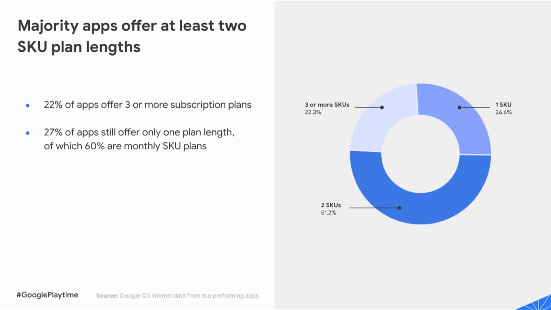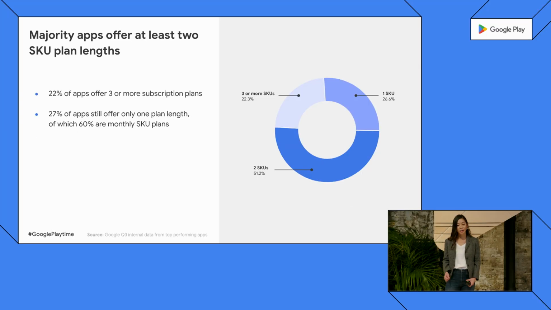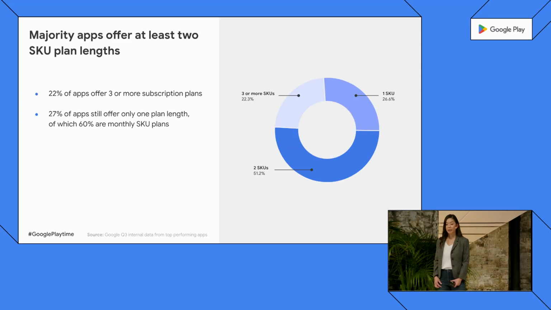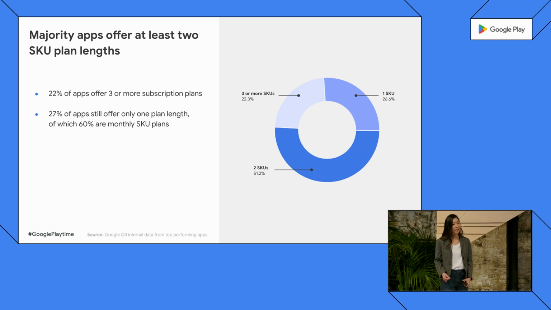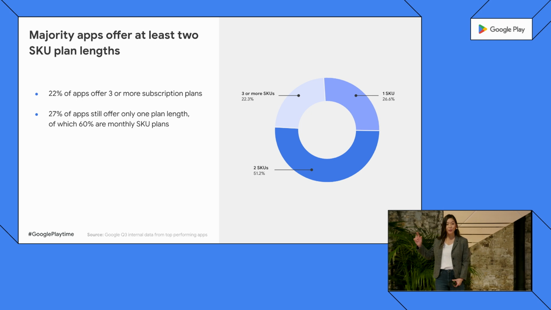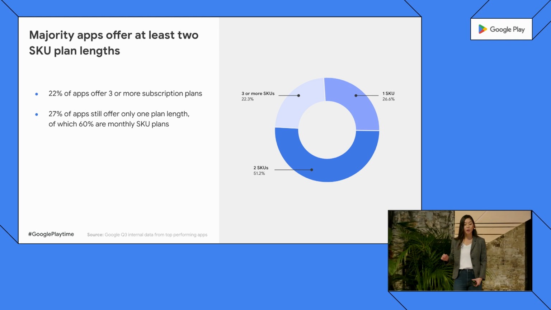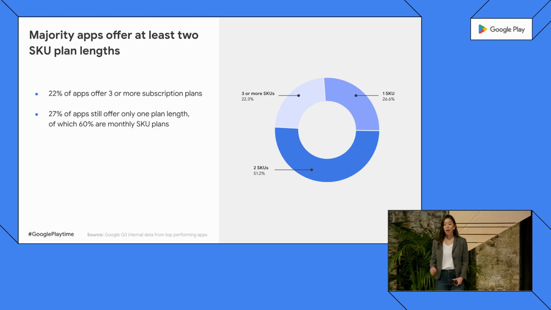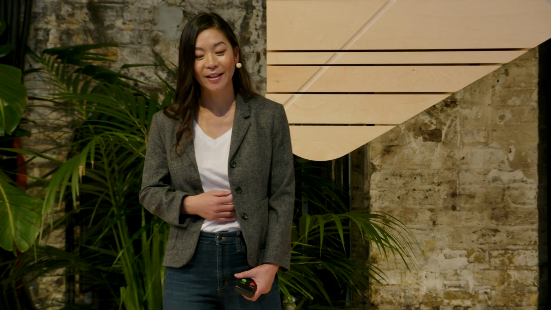So in terms of the number of subscription plans top-performing apps offer, 51% of top-performing apps offer 2 plan lengths, and an additional 22% of apps have at least 3 plans. However, there's still 27% of apps out there that offer only 1 plan length. Of these apps that only offer 1 plan, 60% offer the monthly plan. So if your app only offers 1 or 2 SKU plans, you might be leaving money on the table. And I encourage you to come talk to me later today so I can convince you to test 1 more additional SKU length.